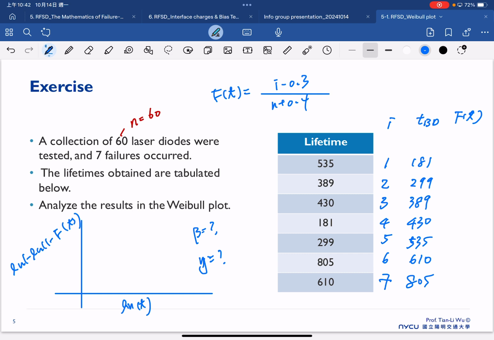So the first case, the one with index 1, is 1 minus 0.3, over, because now we have a total equal to 60, 60 plus 0.4, that's equal to 0.012. So that will be our answer.